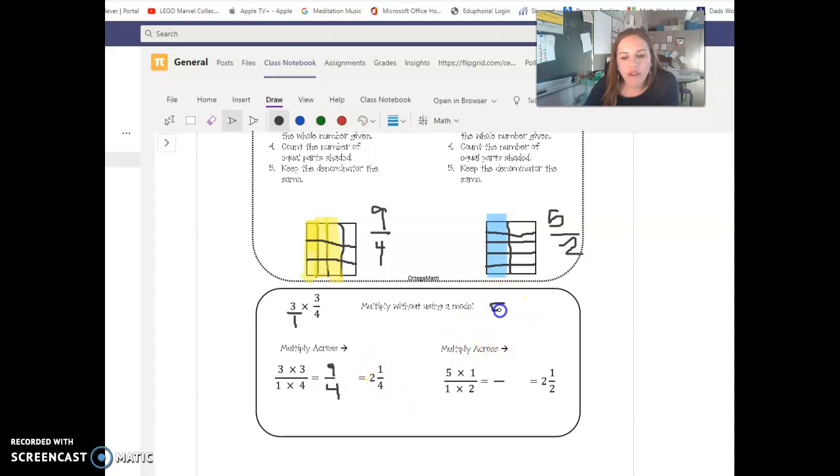Now let's multiply 5 times 1/2. Well, I need to turn 5 into a fraction. The way I do that is by adding a 1 underneath. So that's my fraction. 5 is the same as 5 over 1. So 5 times 1 is 5, and 1 times 2 is 2. And once again, this is an improper fraction, so I need to turn it into a mixed number. 5 over 2 is the same as 2 wholes with 1/2 left over.